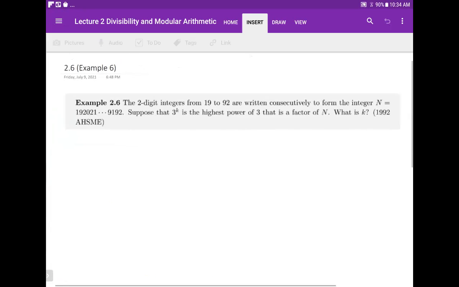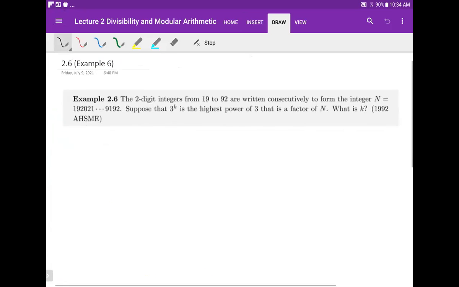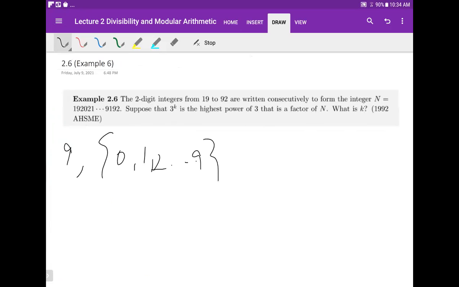So it's 9, 9, and then 0, 1, 2, all the way to 9, right? And then this is repeated for the 20s through 80s, right? And then we have 0, 1, 2. Now first, the sum of the numbers from 0 to 9 is equal to 45.